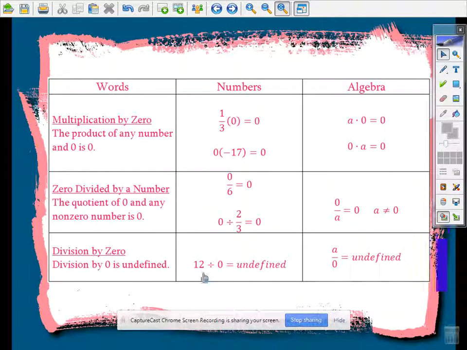And the reason why is division by 0 is undefined. You cannot divide anything by 0. You can't have something and divide it into no groups. So we say that it is undefined. Multiplying by 0, you get 0. 0 divided by anything is 0. But when you divide by 0, it is undefined.